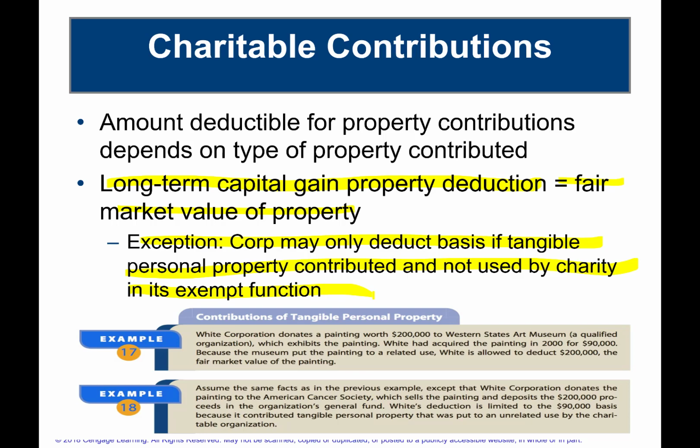That's not in their charter, and so I would only be allowed to deduct the basis under those circumstances, right? Okay, so they have to use it for their purpose in order for me to be able to use fair value. Otherwise, I've got to use the basis.